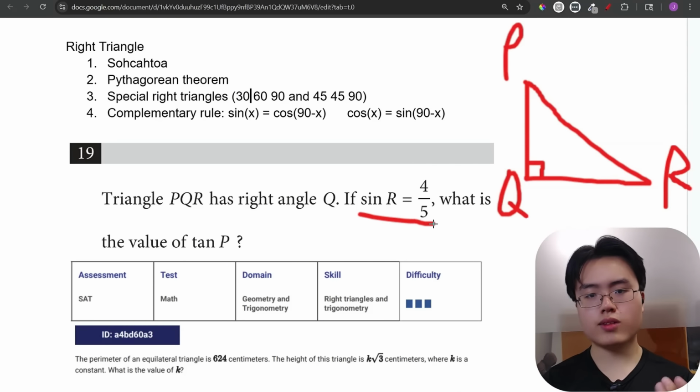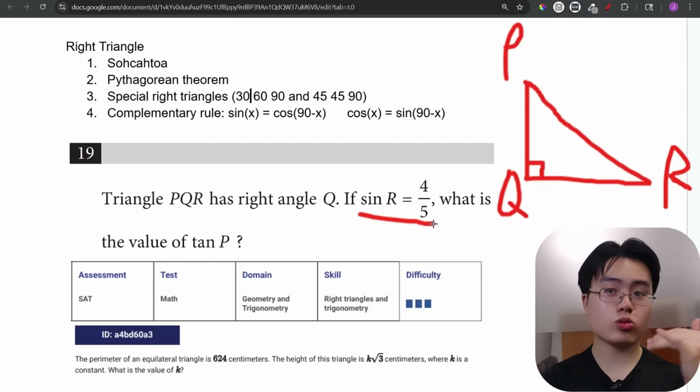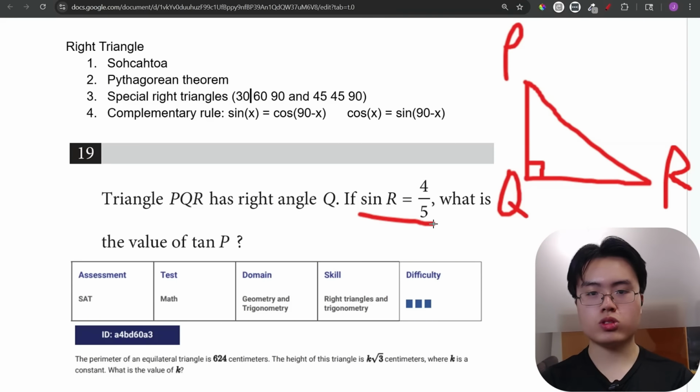By the way, the SAT never tests you on the law of sines or the law of cosines. If you don't know what those are, then don't worry about it, because the SAT doesn't test you on them. They don't even test you on trig identities, which you'd probably learn in pre-calc.